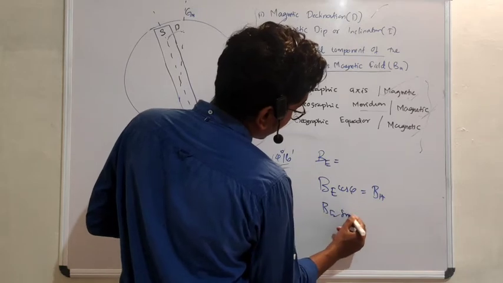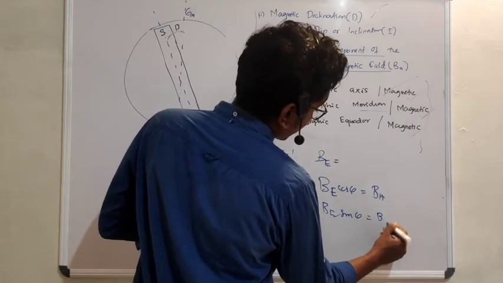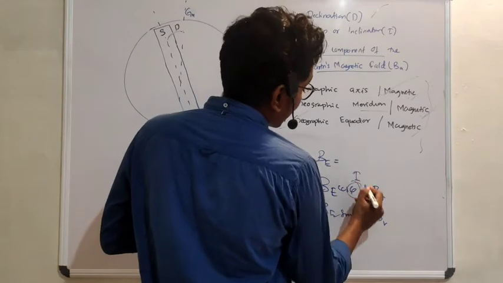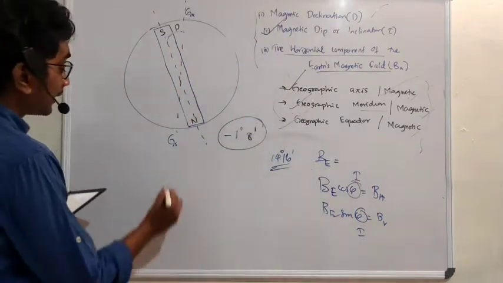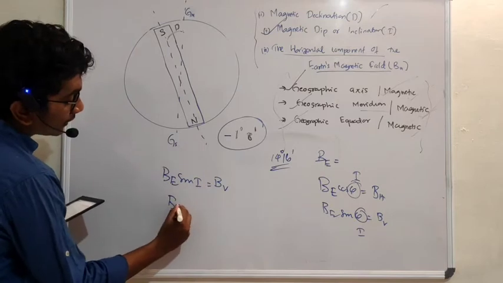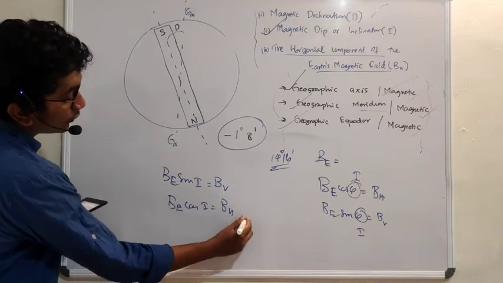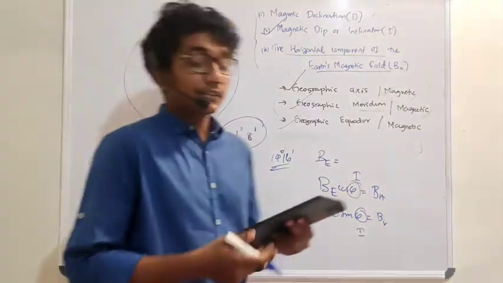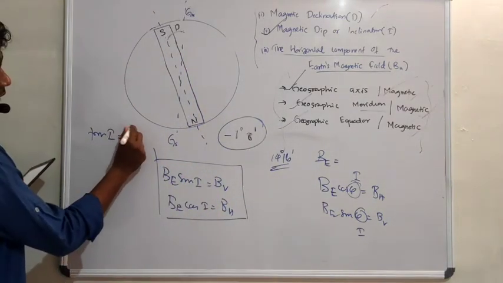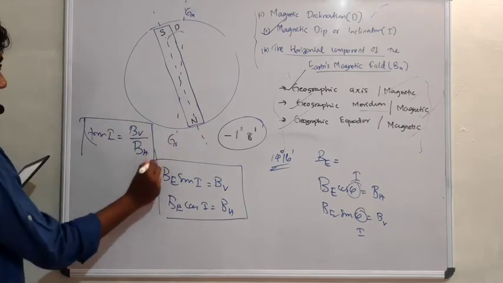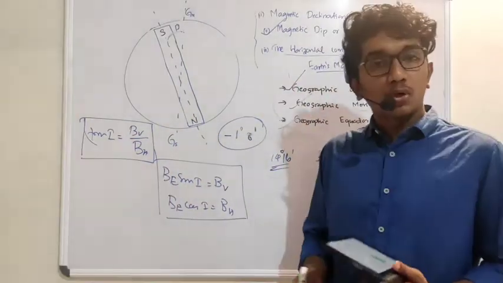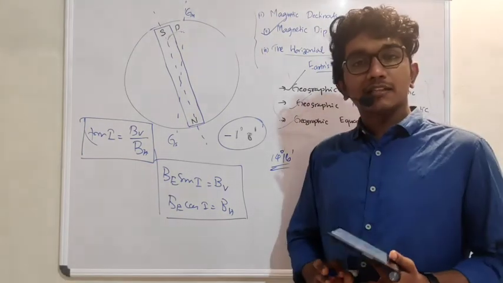What about B_E sin theta? That is the vertical component, BV. And theta is nothing but I. So I can write B_E sin I is equal to BV, the vertical component, and B_E cos I is equal to BH. Then you can divide them: tan I is equal to BV divided by BH. Next we will discuss more important information regarding this, and we will continue the discussion.